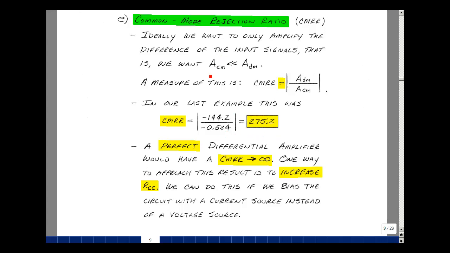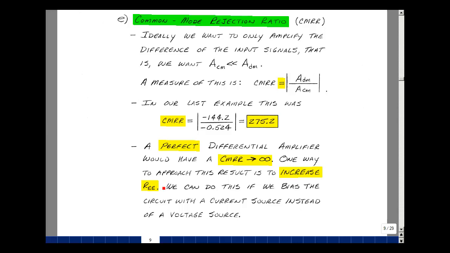Ideally, I'd like the common mode gain to be 0. Of course, to pass no common mode signal, but just simply take the difference of the two. Of course, that's what we were talking about with op-amps in previous courses. One way to do that is to look at the expression we had for the common mode gain, and we could make that smaller because the term REE was in the denominator, but it wasn't in the term for the differential.